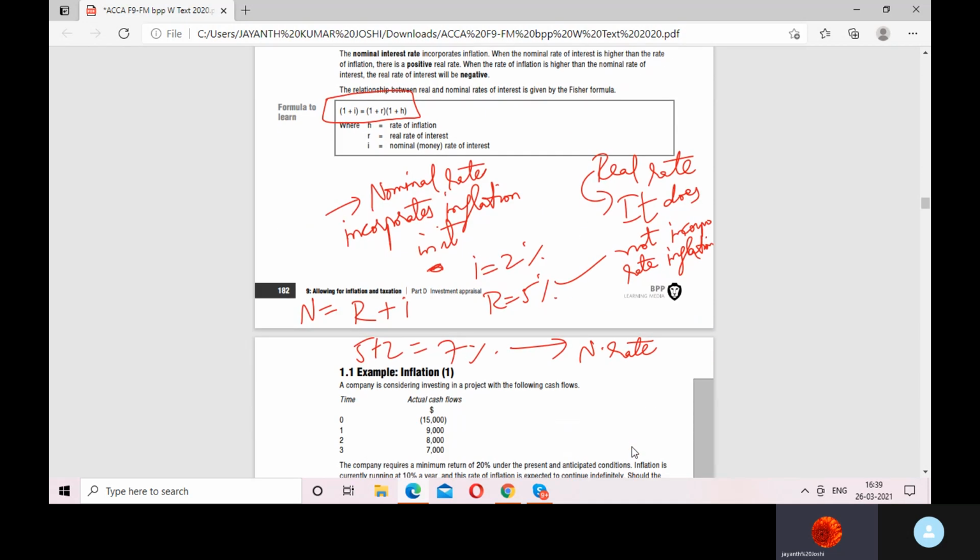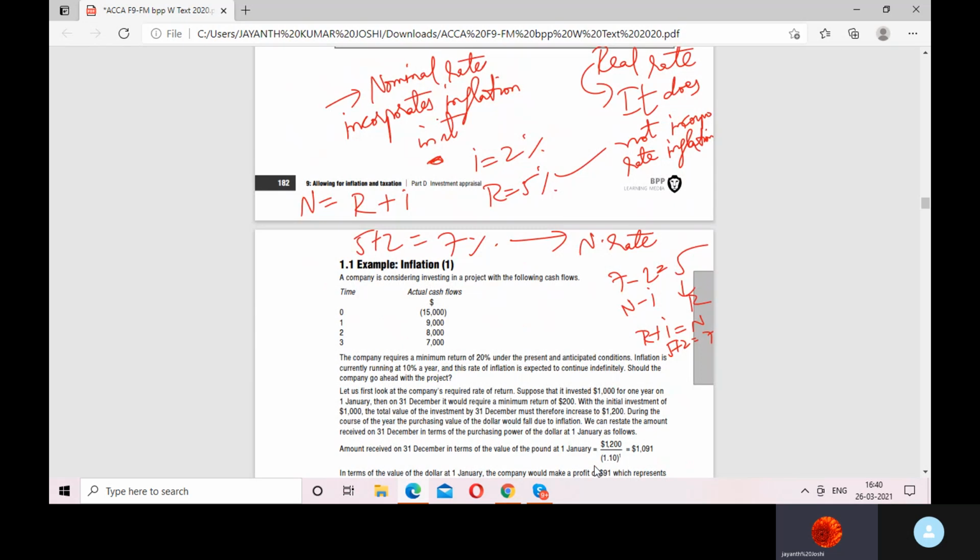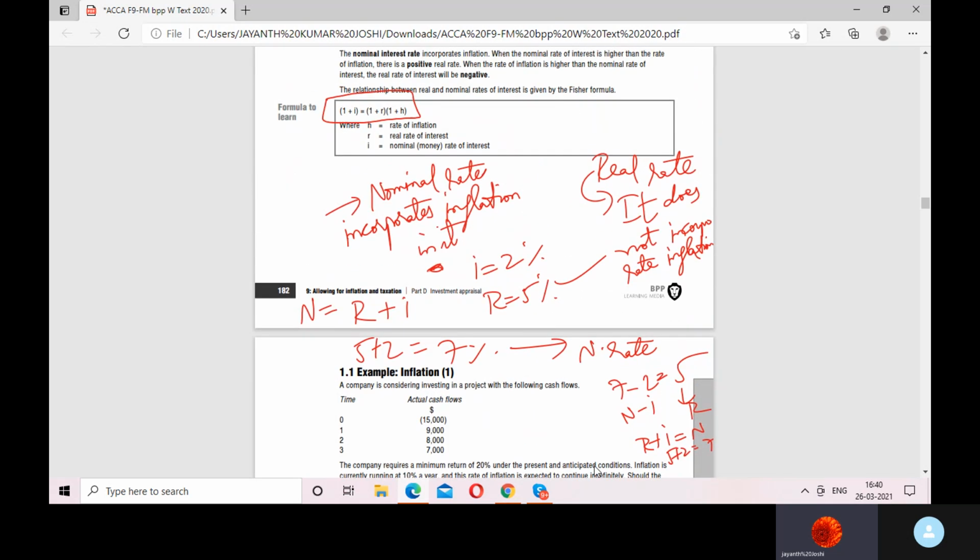Okay, that's one. So nominal rate minus inflation is real rate, and real rate plus inflation is nominal rate. That is 5 plus 2 is 7. So either way works. If you add inflation to real rate you get nominal rate. If you subtract inflation from nominal rate you get real rate. That means nominal rate includes inflation in it.